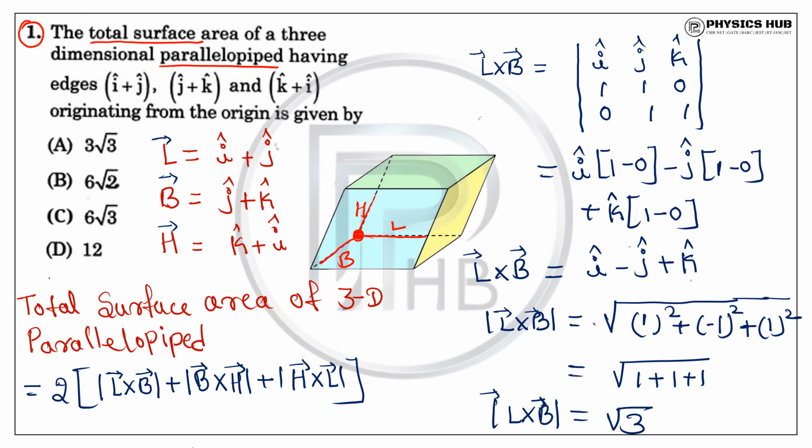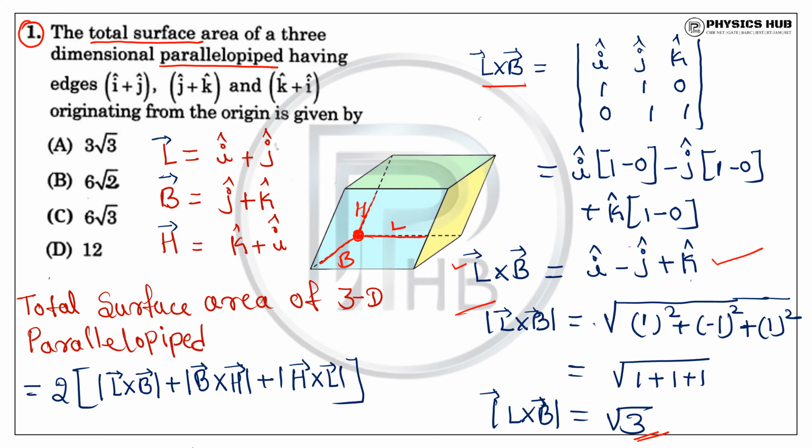First find the cross product of two vectors, that is L cross B. Finding the cross product of two vectors is very easy. Just write the coordinates and according to the coordinates write the coefficient of the vectors. So we will get L cross B as i cap minus j cap plus k cap. Then find the magnitude because we have to find the total surface area. So square root of coefficient square is the magnitude. So magnitude of L cross B is root 3.